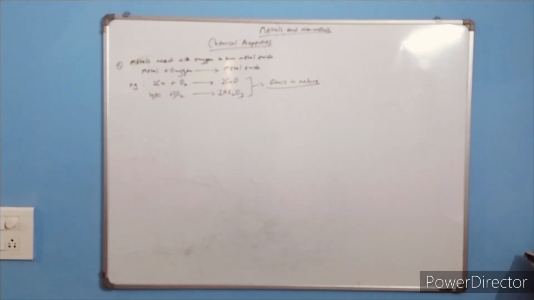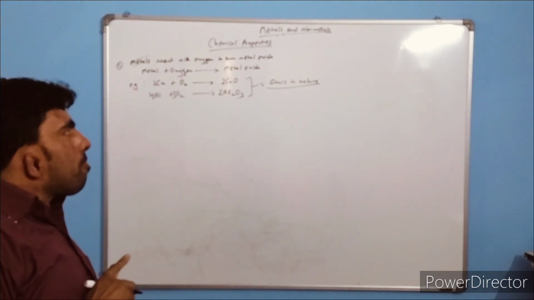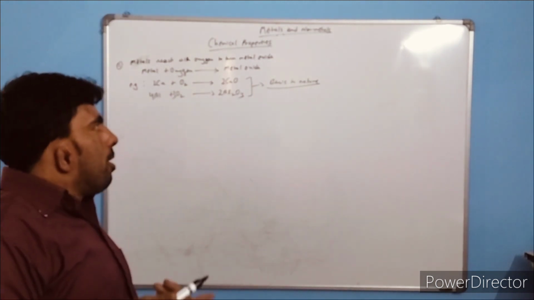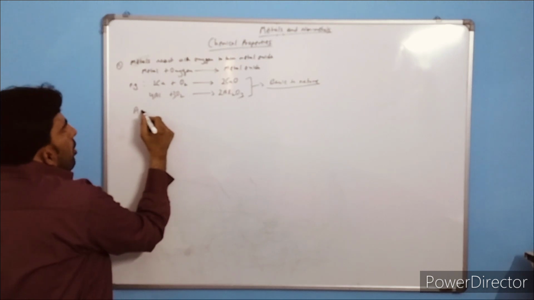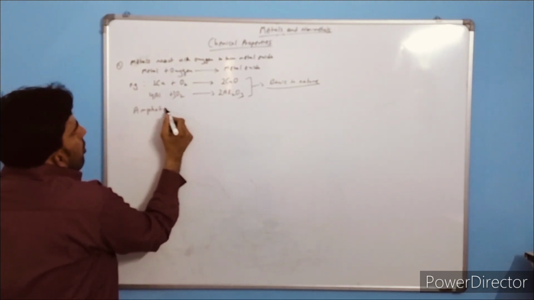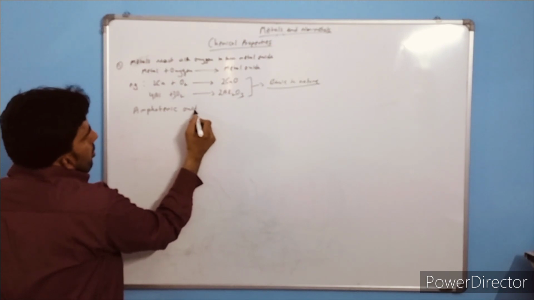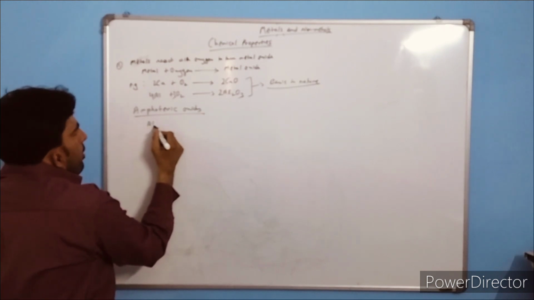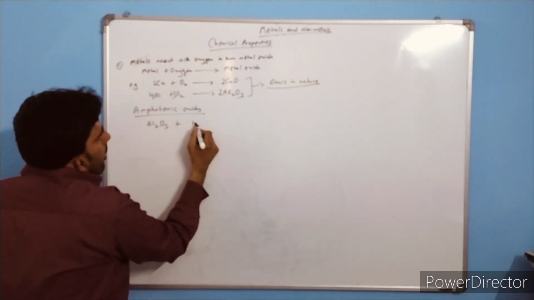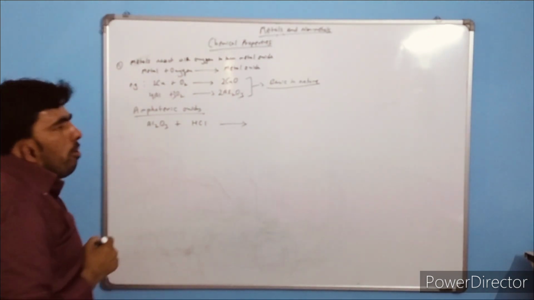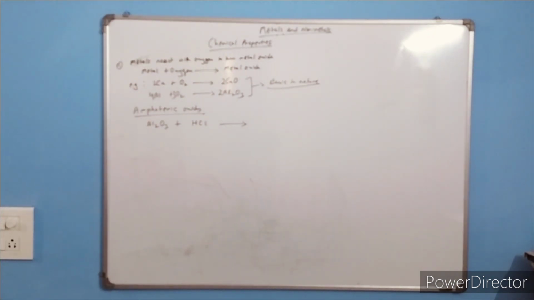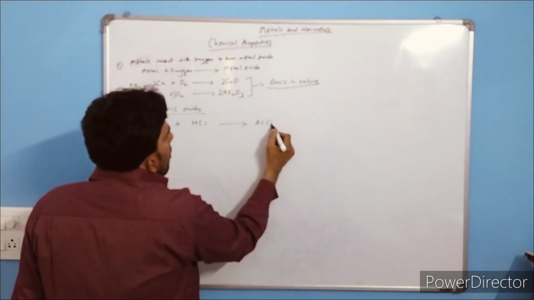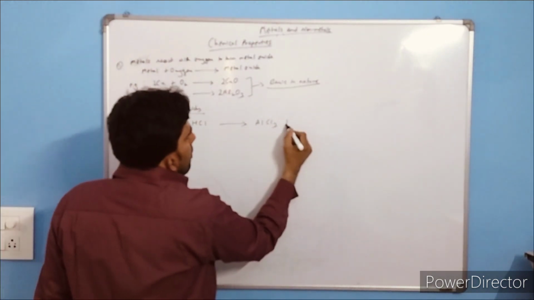But a few metal oxides show both characters. That is why they are called amphoteric oxides. Let's take aluminium oxide. When it reacts with acid, what will it form? It will form acidic salt, that is, aluminium chloride plus water.